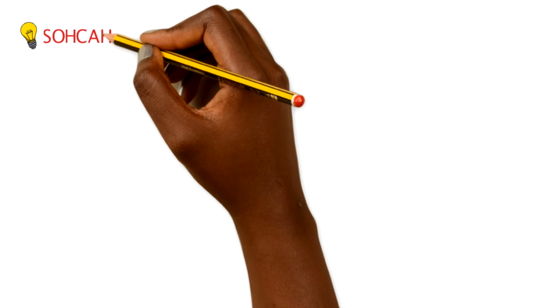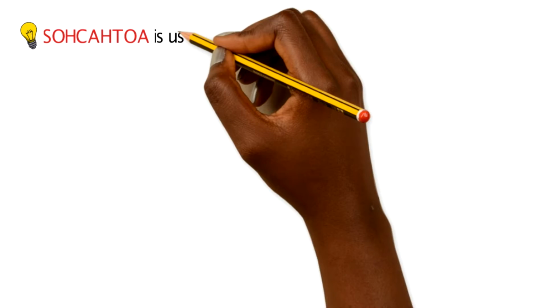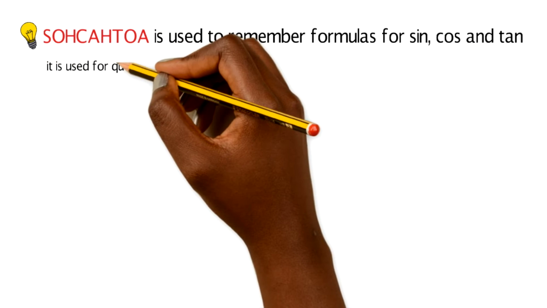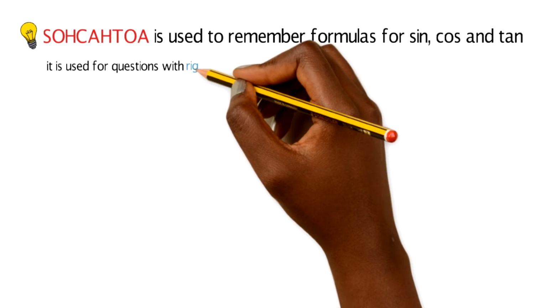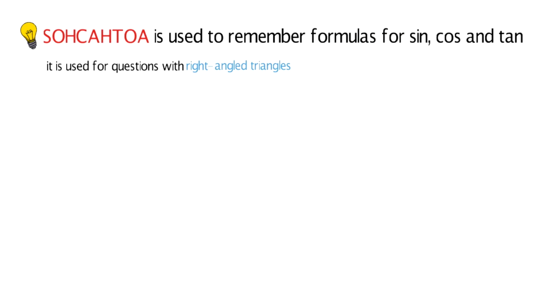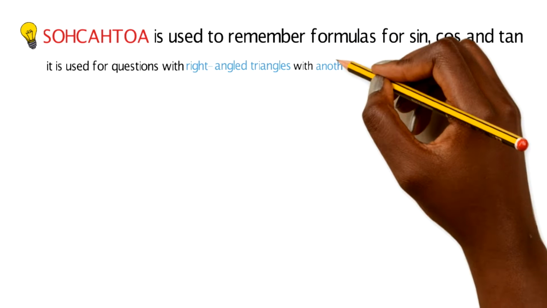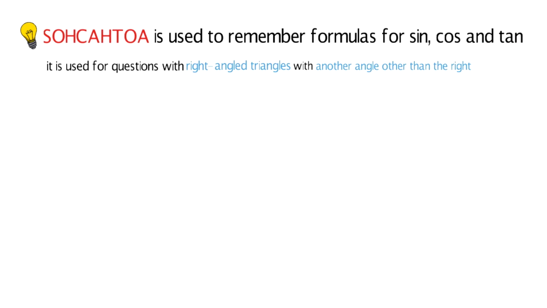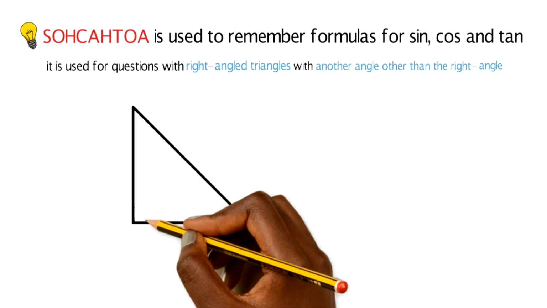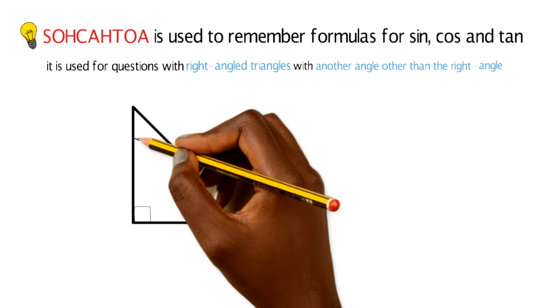So first of all, you're probably wondering, what does Sohcahtoa even mean? Is that even English? Well, it's basically used to remember the formulas of sine, cos, and tan. It is used for questions with right-angled triangles. That's a key point. If you've got right-angled triangles with another angle other than the right angle in the triangle. If you just have the right angle in the triangle and you're working out length, it's Pythagoras. If you've got another angle, you're thinking of Sohcahtoa, your sine, cos, and tan.